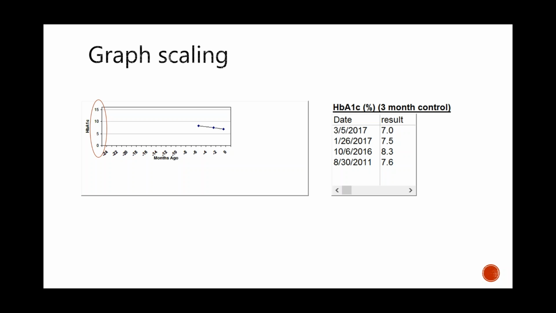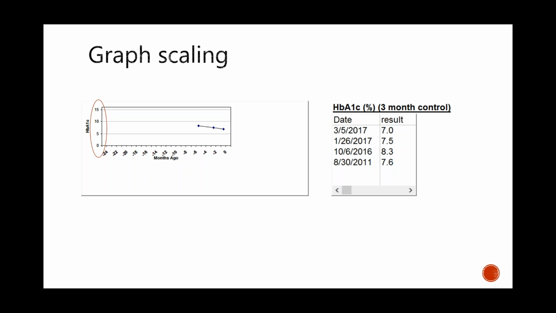And here's an example of the graph scaling. This is a screenshot of the HbA1c that's being charted for a patient. You can see on the graph that on March the 5th of this year, the result was 7. On January the 26th, the result was 7.5. And on October 6th of last year, the result was 8.3. So those are potentially some very significant clinical changes, going from 8.3 down to 7. For that patient, that could be a huge success.